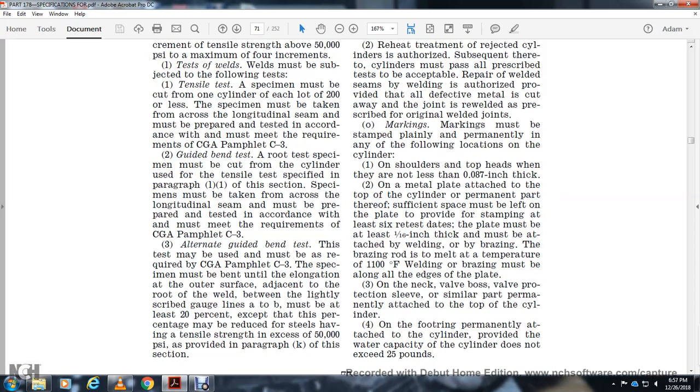The test must be done with the use of the elongation gauge superimposed adjacent to the root of the weld between the lightly described gauge lines, with at least 20%. Except for the percentage, it may be reduced if the steels have a tensile strength of the sets of 50,000 psi, as provided in this section.